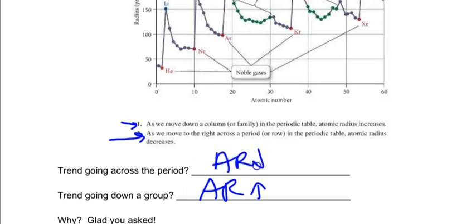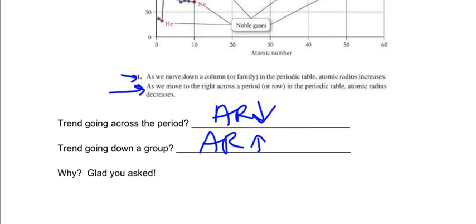Okay, and so why, and I'm glad you asked, all right, so what we're about ready to teach you is this idea of the effective nuclear charge, and that's going to be our answer for a lot of these trends. If you recall your first year chemistry, we talked about attraction. It's all about attraction, and that still is true.